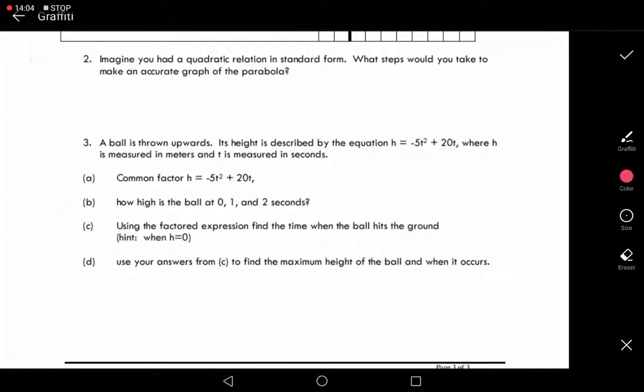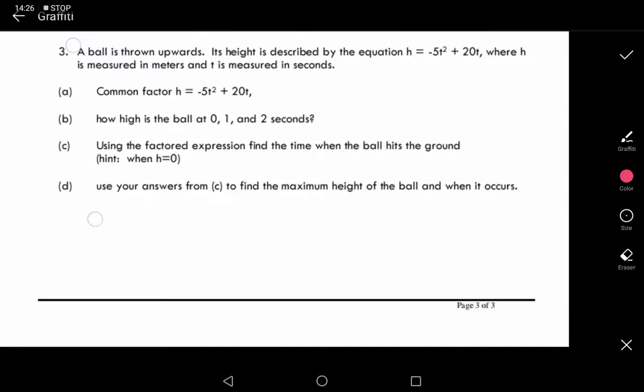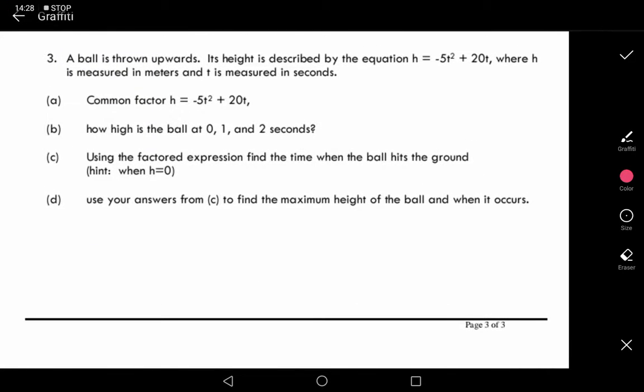Okay, so I want you to go ahead and do that one on your own. Number 2, I also want you to do on your own. So it says, imagine you had a quadratic relation in standard form. What steps would you take to make an accurate graph of the parabola? So we went through that step by step on the last slide, but also in the last note, so you should be able to answer that one as well. Okay, what I'm more concerned about is this word problem. So this last one, number 3, I just want to do one of these together so you have kind of a basis to go off of when you're doing the homework.